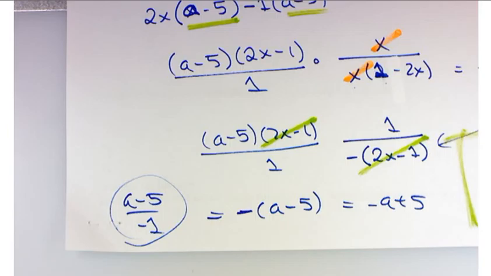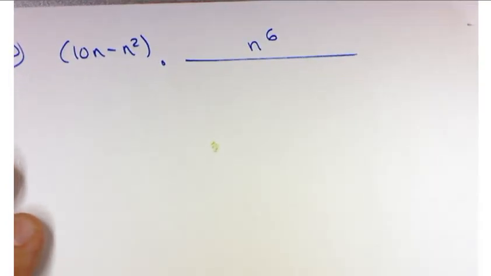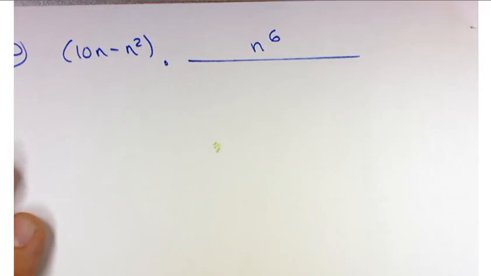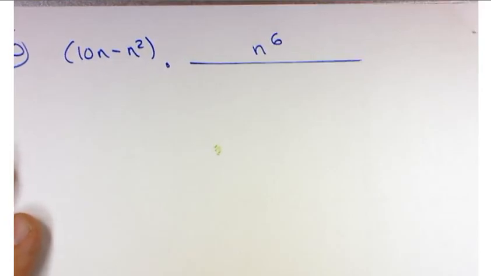Sure. Sure. Let's do one more multiplication. Thanks. Let's do a similar one to what we just did. Let's do problem number 54. So we've got 10n minus n squared times n to the sixth over n cubed minus 10n squared minus 2n plus 20.